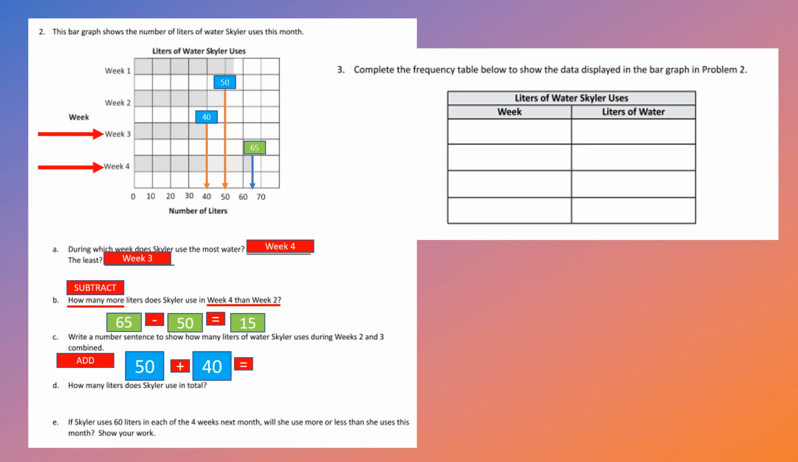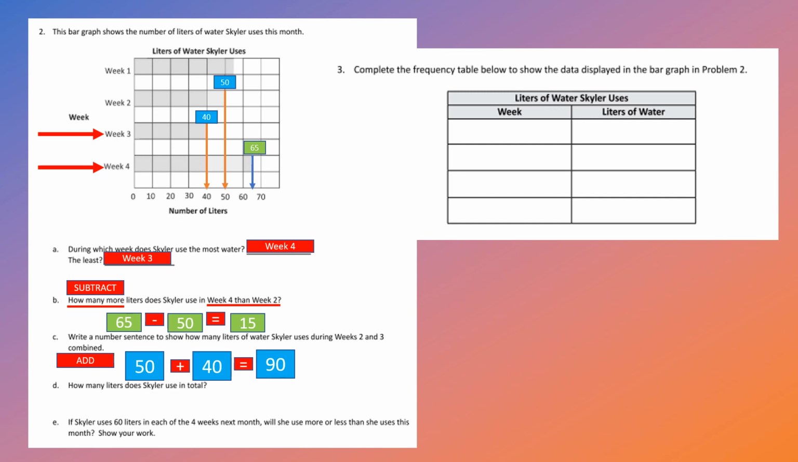What's 50 plus 40? If you said 90, you're absolutely correct. 50 plus 40 equals 90. So that means that Skylar used 90 liters of water during weeks 2 and 3 combined.